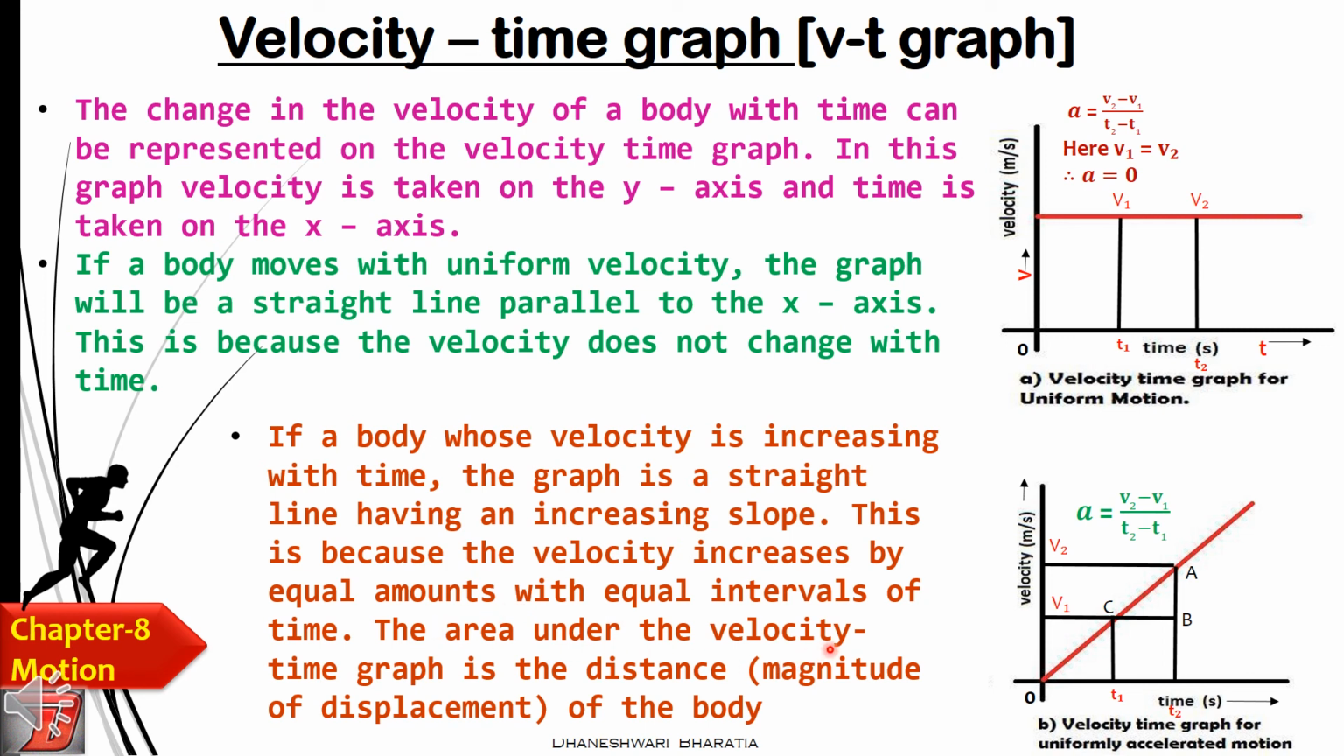The area under the velocity time graph is the distance of the body. यानी ये जो कवर अप किया है, that is showing the distance traveled by the particular object. Fine.